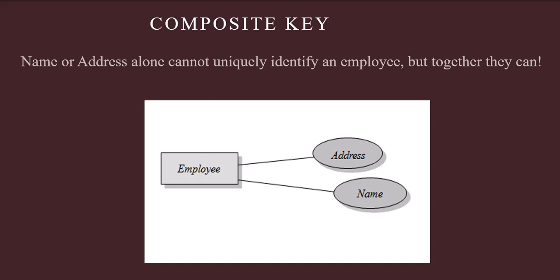So these two individually cannot identify the employee, but when we combine these two, combinedly they can identify the employee. If still the combination of these two attributes, address and name, is unable to identify the whole record tuple, then we will use another attribute in combination along with these two attributes.